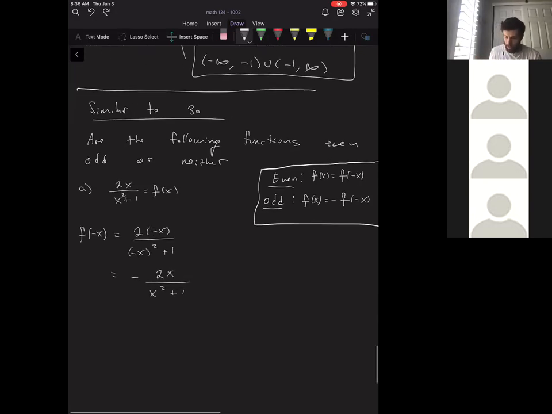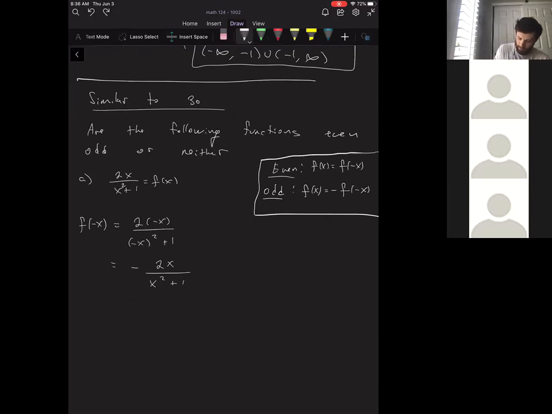Okay, and now we need to find negative f of negative x. Well, we just found f of negative x in the previous problem, so all we need to do is put a minus sign in front. In the parentheses, we plug in f of negative x, which we just found: minus 2x over x squared plus 1. And that is just equal to 2x over x squared plus 1, since those minus signs cancel.